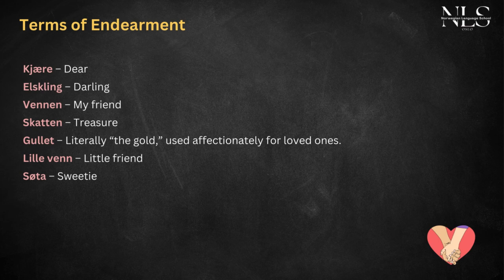Elskling, darling, a term of endearment often used between romantic partners. Vennen, my friend. Despite its literal meaning, it is often used as a term of endearment for partners or children. Skatten, treasure, similar to calling someone honey or sweetheart in English. Gulle, literally the gold, used affectionately for loved ones. Lille venn, little friend, often used for children, similar to a little one in English. Søta, sweetie, a term of endearment borrowed from Swedish, more common in some regions of Norway.